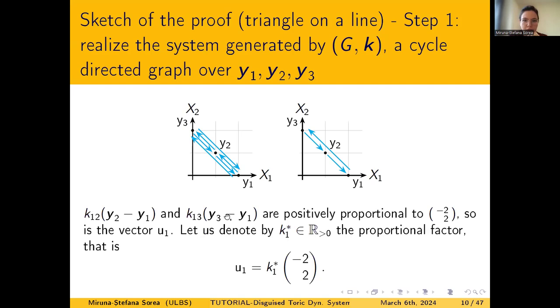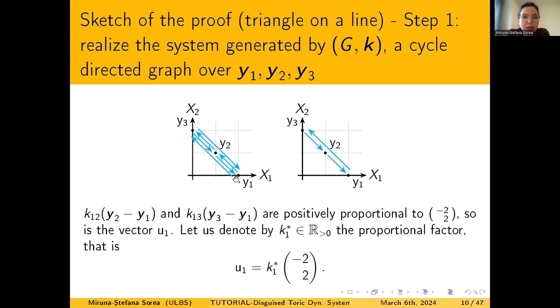Actually, if we look in the new graph, the one that goes the reaction from y1 towards y3, and same for 3 towards 1, we know just by algebraic computation they are positively proportional to the vector respectively -2, 2 and... sorry. Oh, no, I made a mistake.